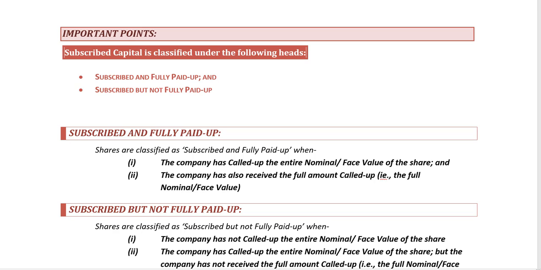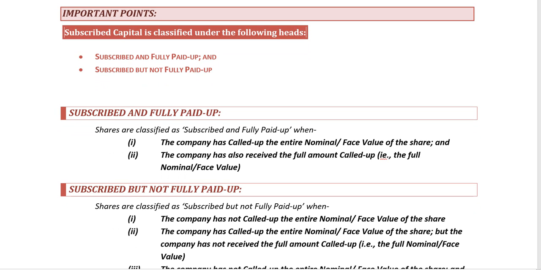Now we learnt that the subscribed capital is divided into subscribed and fully paid up as well as subscribed but not fully paid up. Now when are shares shown under the head subscribed and fully paid up? The shares are classified as subscribed and fully paid up when the following two conditions are satisfied.